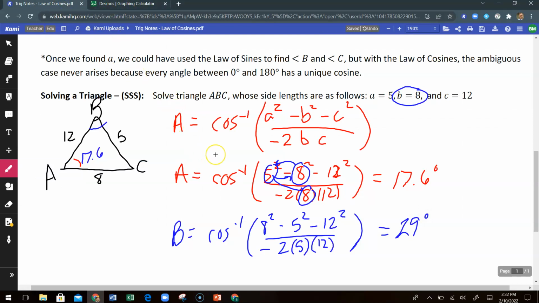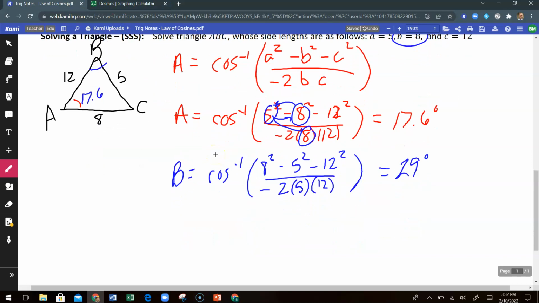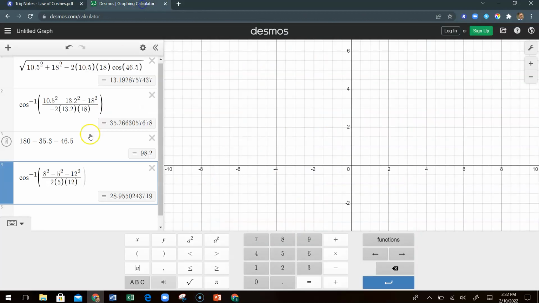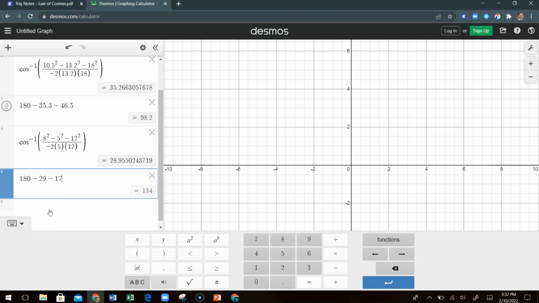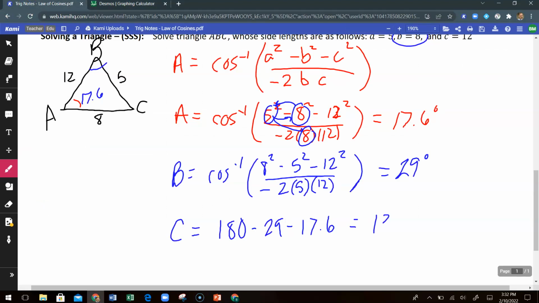And so then to find angle C, I could do the law of cosines again, or I just need to do 180 minus 29 minus 17.6, and that will give me angle C. So 180 minus 29 minus 17.6 gives me 133.4. And I've got all three of my angles. I was given all three side lengths. I have now solved that triangle.